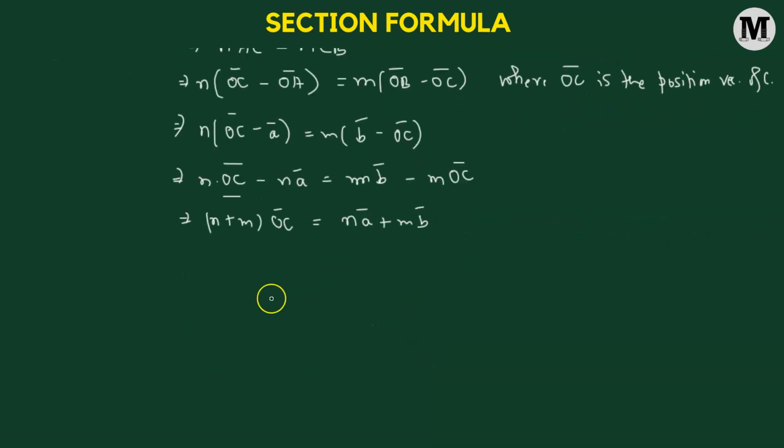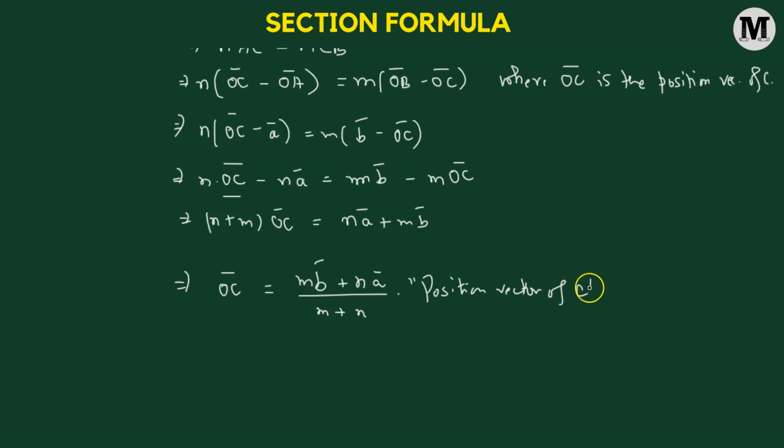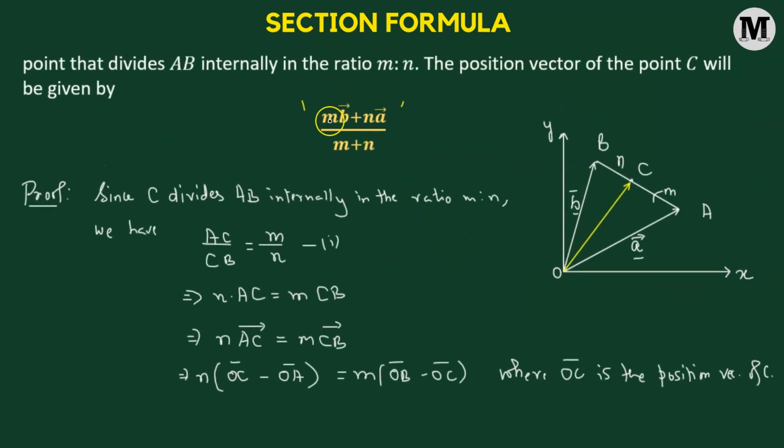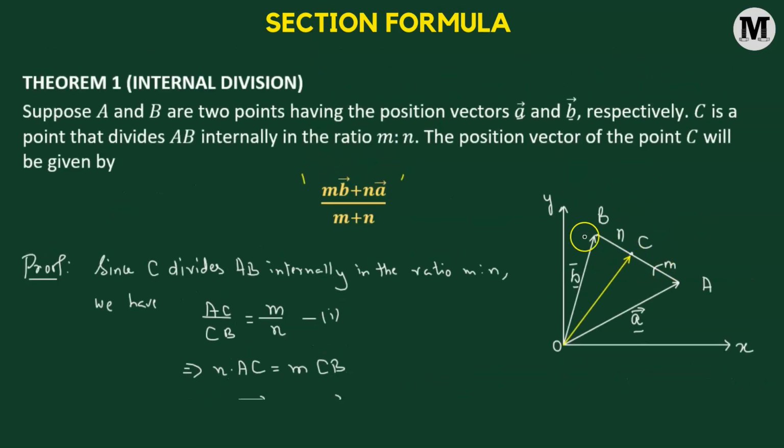Now, further simplification is going to give us OC vector equals (m times B vector plus n times A vector) divided by (m plus n). This is the position vector of the point C. Okay, let's verify. Yes, it's (m B vector plus n A vector) over (m plus n). If we have a point dividing any vector internally, then the position vector of that particular point will be given by this particular formula. This is called the internal division.